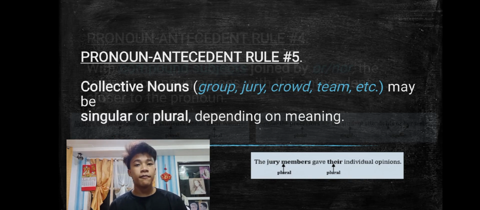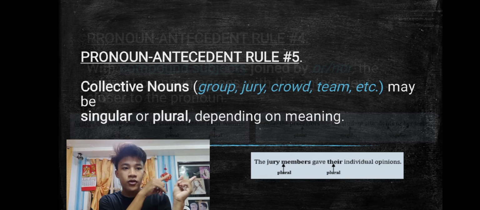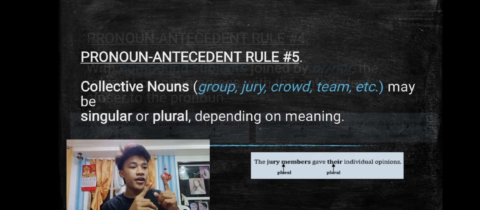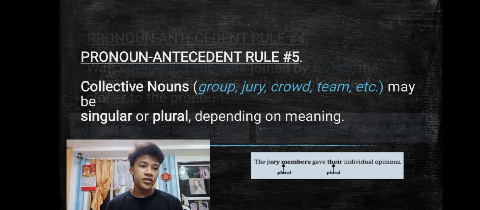Pronoun antecedent rule number 5: collective nouns. The collective nouns are group, jury, crowd, team, and so forth. They may be singular or plural depending on the meaning. Like the example: The jury members gave their individual opinions. The plural is jury members, because jury members give individual opinions. Another plural is their.